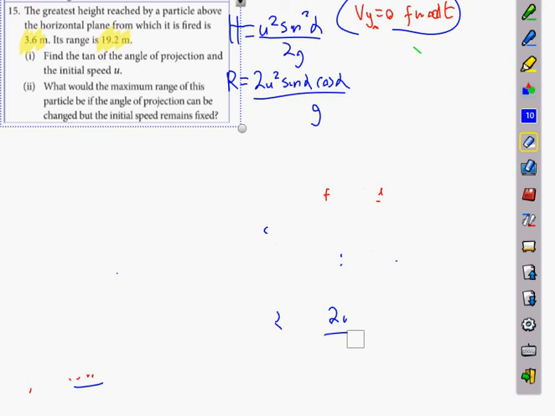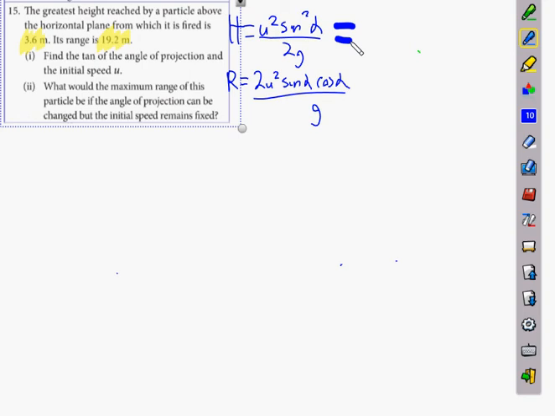Okay. So what's going to happen is, find the tan of angle of projection and initial speed u. One of them is equal to 3.6, and the second one is equal to 19.2. Okay, so we're going to turn gravity into 9.8, and then we're going to figure out how to go about doing this. So I actually think we should divide one of them by the other one.